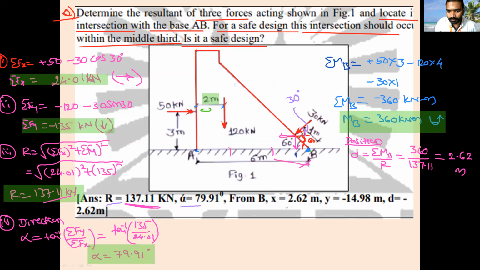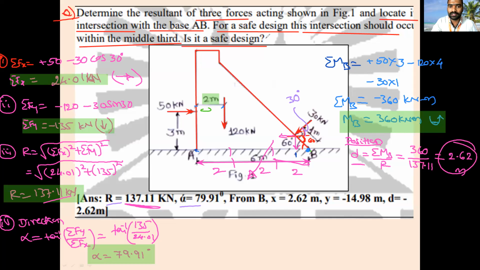Second part. Wait, I will draw them. So from the B to this point is, okay, like this it is. So this is 2 meter, this is 2 meter, this is 2 meter. This D, is it in a first part or second part or third part? Second part. So it is second part. Means the resultant is passing like this. So how much is the distance? That is 2.62.